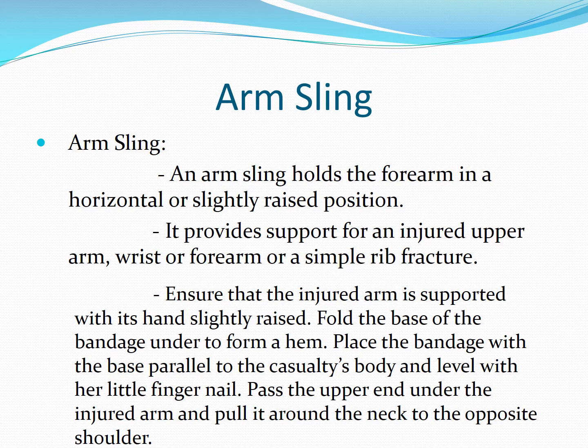Fold the base of the bandage under to form a hem. Place the bandage with the base parallel to the casualty's body and level with her little fingernail. Pass the upper end under the injured arm and pull it around the neck to the opposite shoulder.